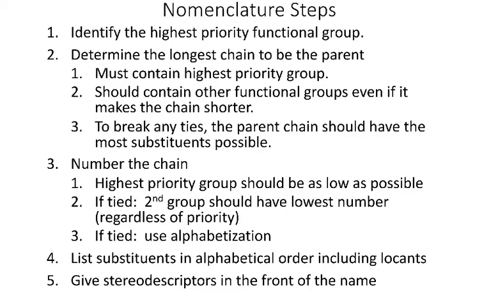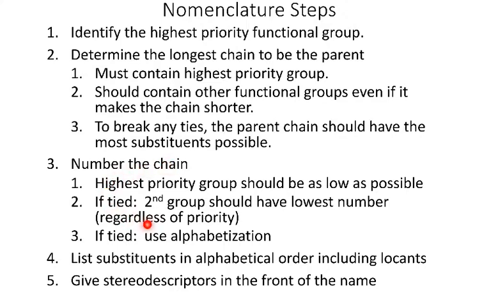Once we know what the highest priority functional group is, we want to determine the longest chain, with a couple caveats. The longest chain must contain the highest priority group. Also, if there are other functional groups, they should be part of the parent chain as well, even if that makes the parent chain shorter. And then this is not new, but if we had any ties, if there were two ways to make a heptane, we want to go with the one that will have the most substituents possible.